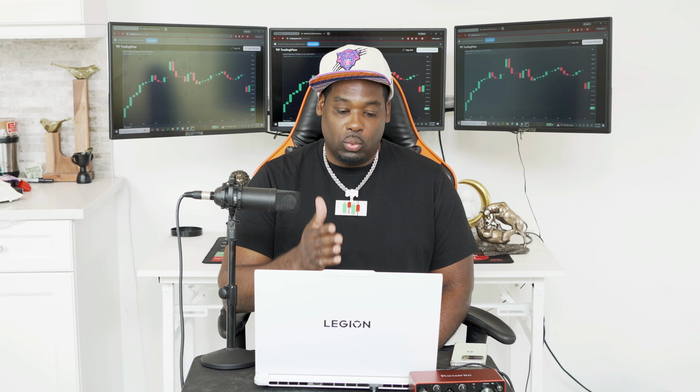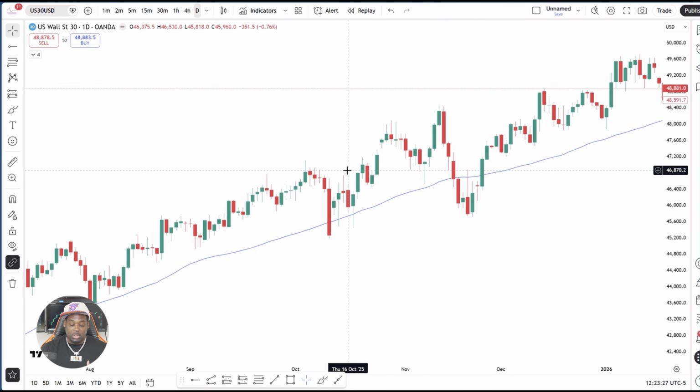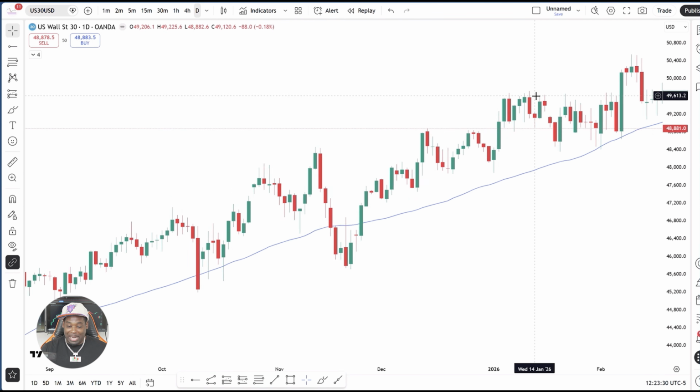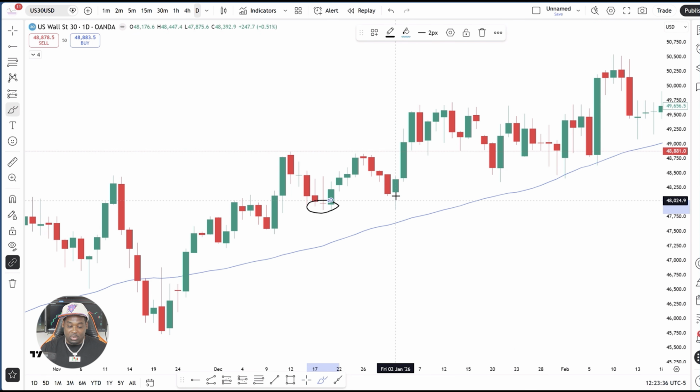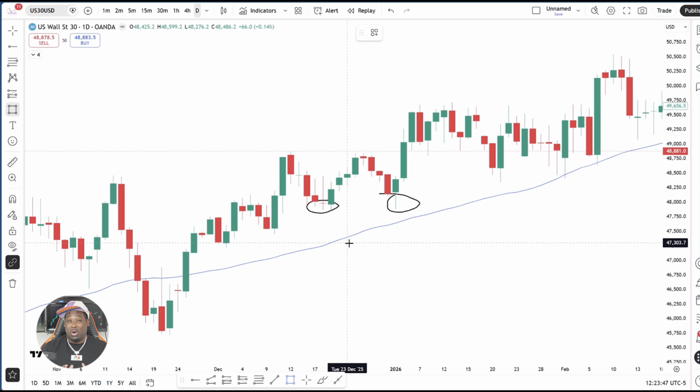So let's go to another way you can look at market structure. Another way you can look at market structure is, okay, we know the market is trending to the upside. We can just look at the daily chart and look at the swing lows. So is it the uptrend? Now we just look at the swing lows, and look for potential buying opportunities around these swing lows since we know the market's trending up, okay?